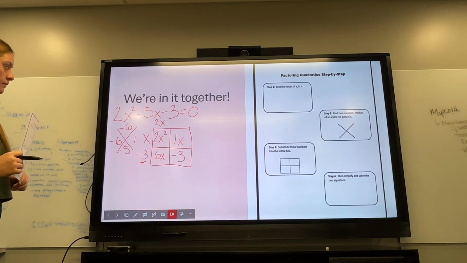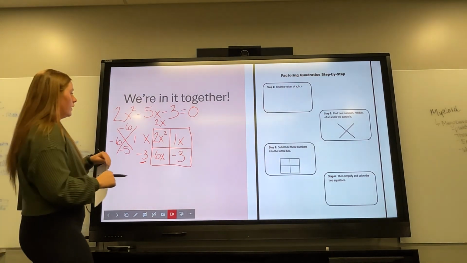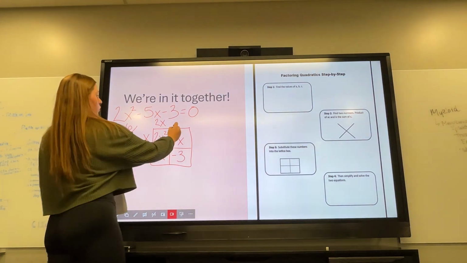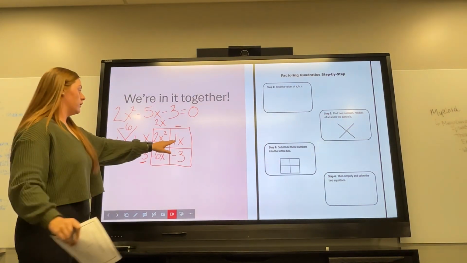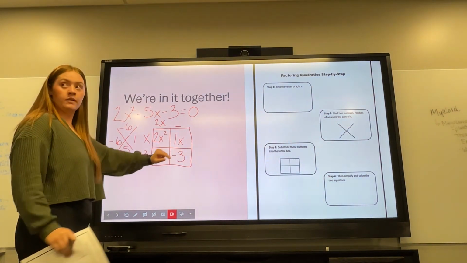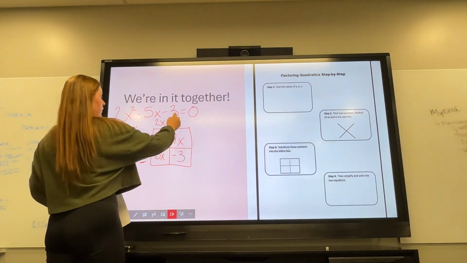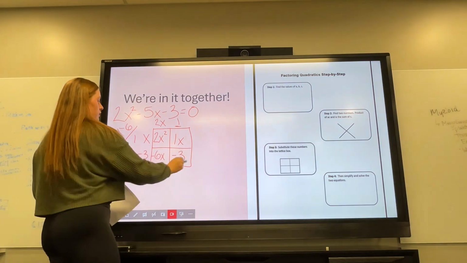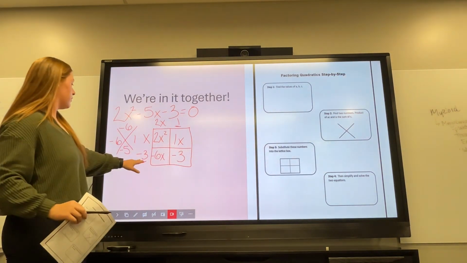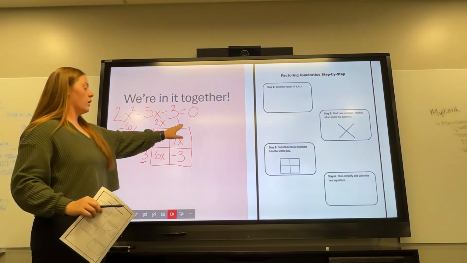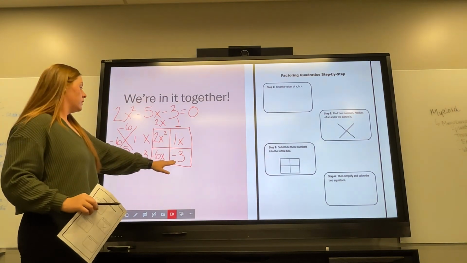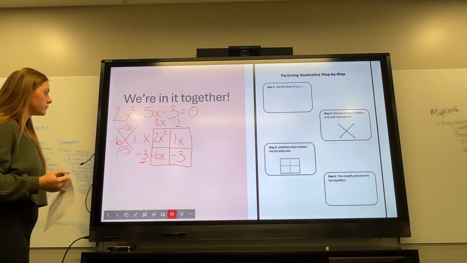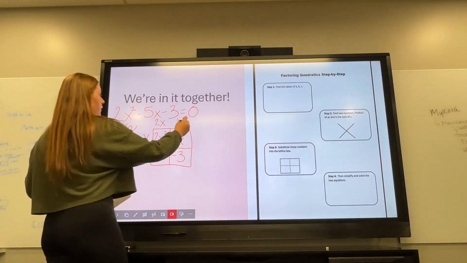Okay. x times what gives you 1x? You should get 1. Okay, and then we can check this spot right here, because -3 times 1 is -3. Now let's put these into our equations.